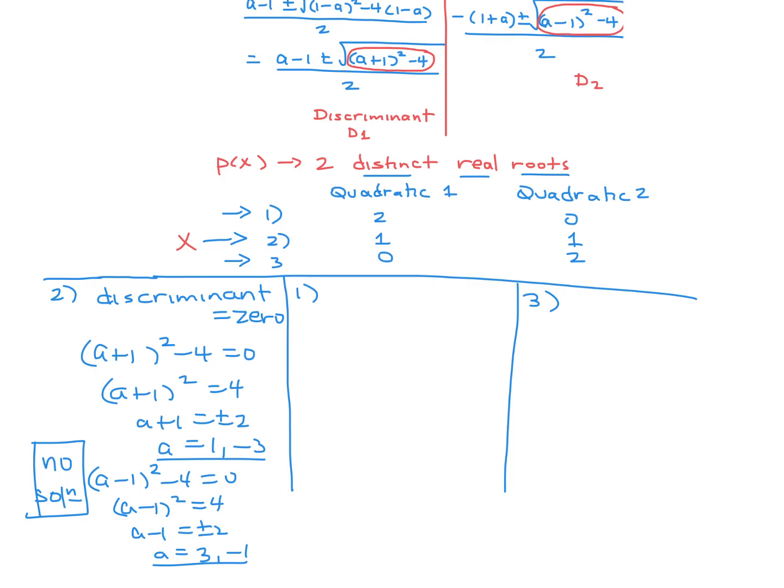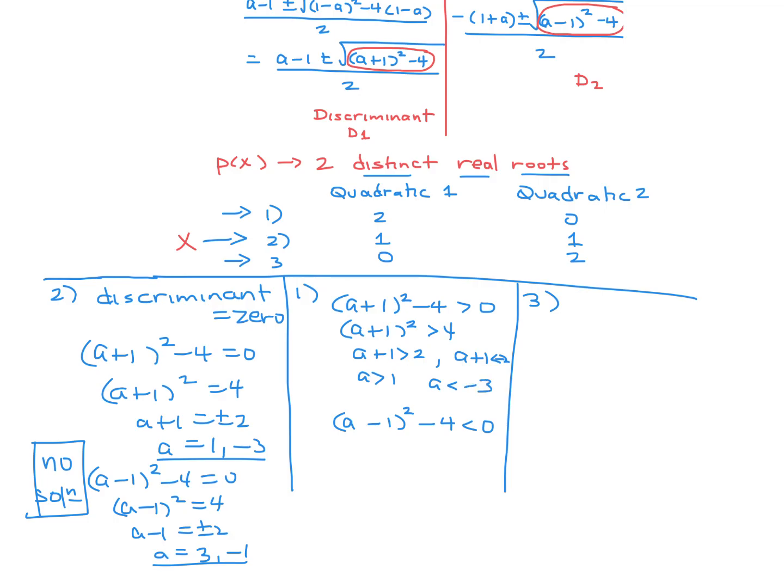So 1 means that the first quadratic has 2 solutions. So that means that its discriminant is greater than 0. And the second quadratic has 0 real solutions. So that means that discriminant is going to be negative. Okay, let's see what happens. So this would mean (a plus 1) squared is greater than 4. A plus 1 is greater than 2, or a plus 1 is less than minus 2. That means a is greater than 1, or a is less than minus 3.